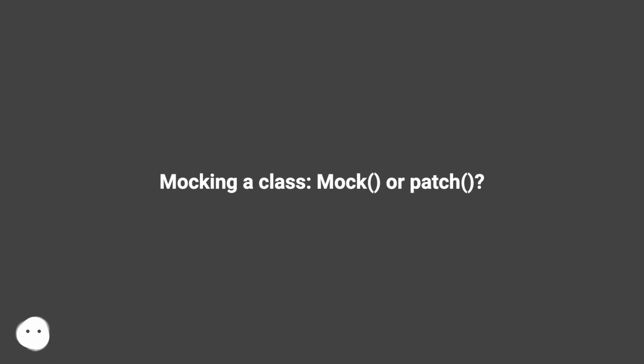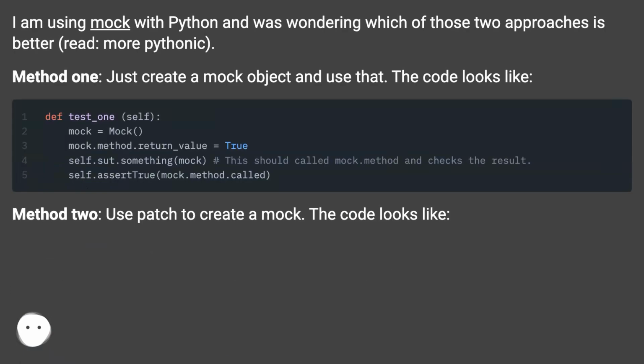Mocking a class: mock or patch? I am using mock with Python and was wondering which of those two approaches is better. Method 1, more Pythonic: just create a mock object and use that. The code looks like this.